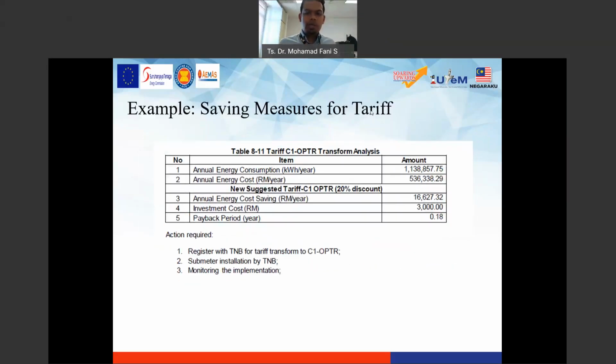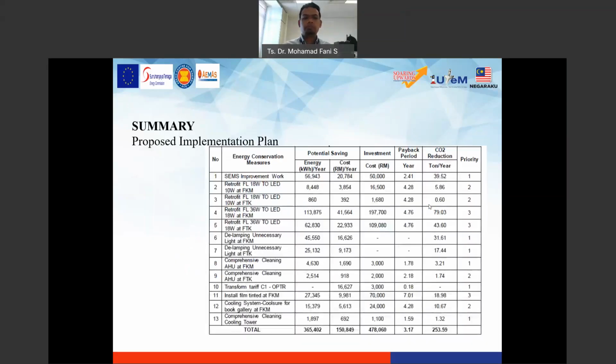So measures for the tariff, it is important to review or to get an idea on the tariff. You have also learned about the tariff selection, right? So suggest if there is an opportunity for tariff transformation and put it in as a saving measure as well. And lastly, put the summary and propose the implementation plan.